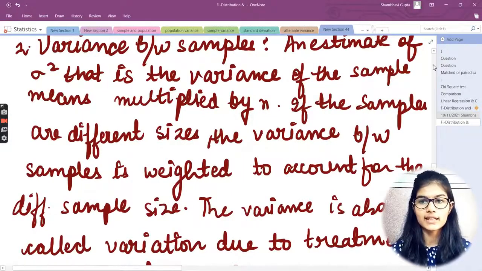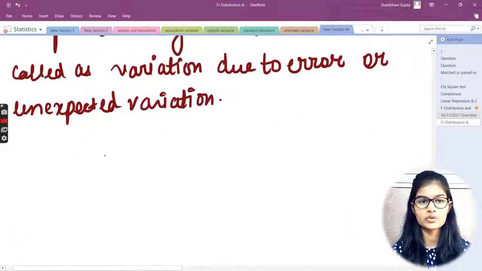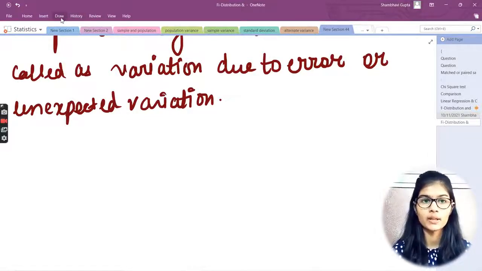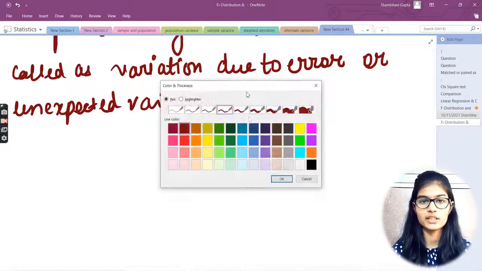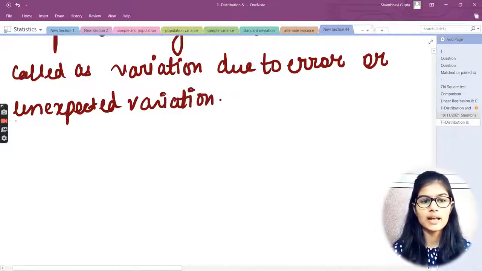So now, after studying these different types of estimation, I'll be taking you towards the next topic, a further topic on this same subject. I'm going to take out a different color here so that it separates the previous and the new lectures. So here we go. Now I have some notations here as well.